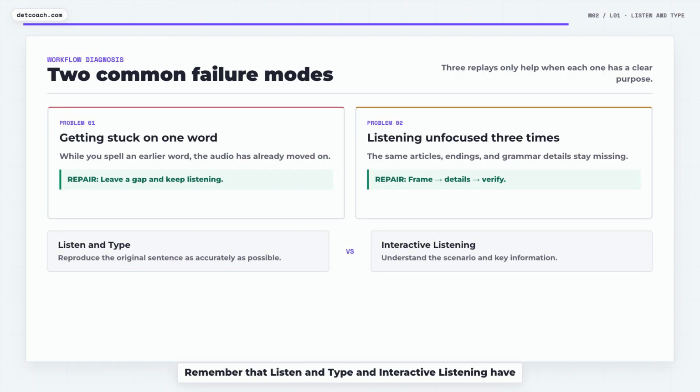Remember that listen and type and interactive listening have different goals. Interactive listening focuses on understanding the scenario and key information. Listen and type requires you to reproduce the original sentence as accurately as possible. You cannot rewrite it in your own words.